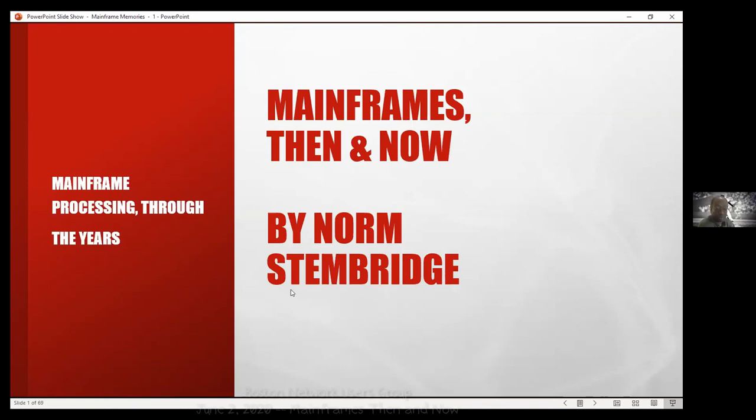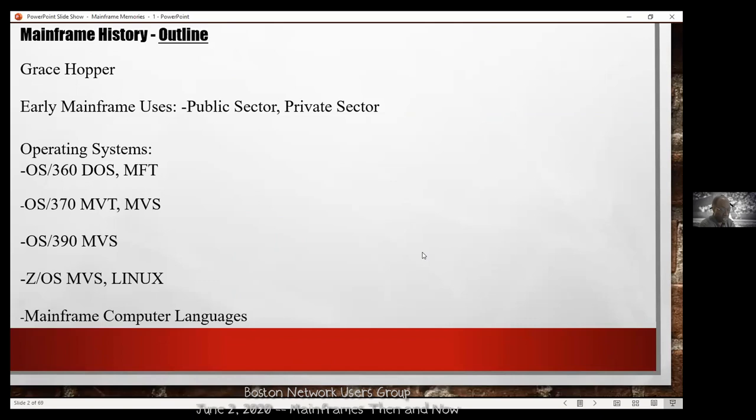Norm Stembridge. I'm going to try and walk you through my experiences in mainframe processing. I'll give you a little bit more detail as we go along, and just go from there. So I'll try and go along for a while. I know people are going to have questions, so I'll try and do time breaks, not too far apart, so that people can get their questions in for sure.